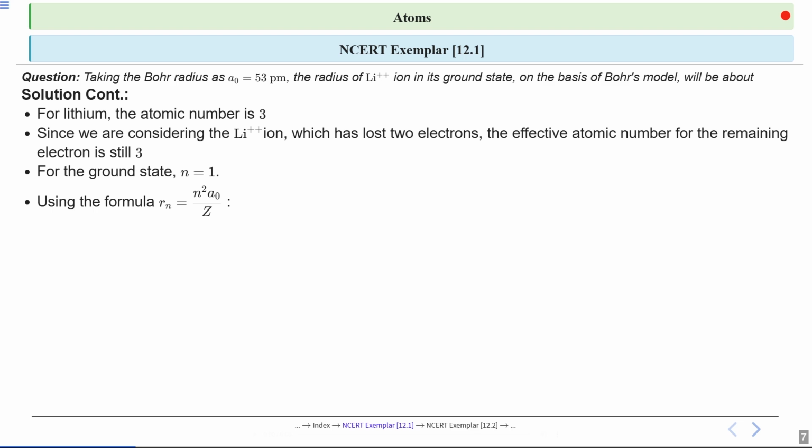Let's use the formula for the radius of the nth orbit in the Bohr model. Rn equal to n squared times A0 divided by Z. Here Rn is the radius of the orbit, n is the principal quantum number, A0 is the Bohr's radius, and Z is the atomic number. Now let's substitute the values into the formula. For n equal to 1, A0 equal to 53 picometers and Z equal to 3, we get R1 equal to 1 squared times 53 divided by 3.